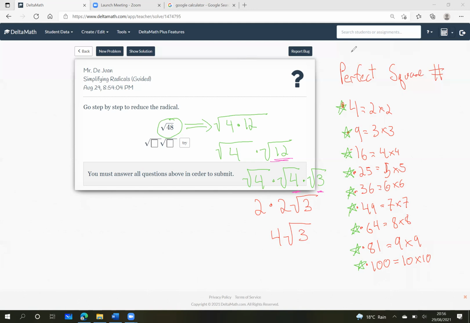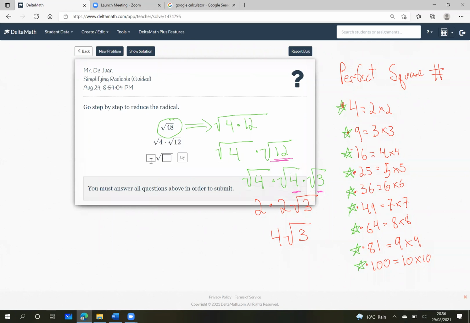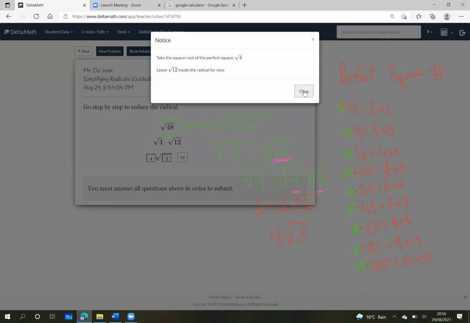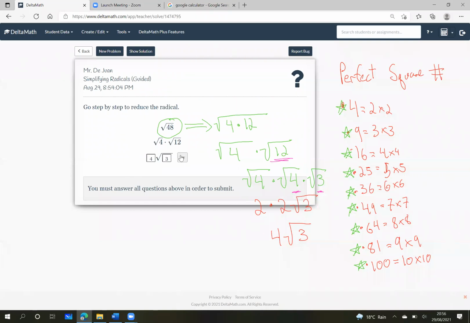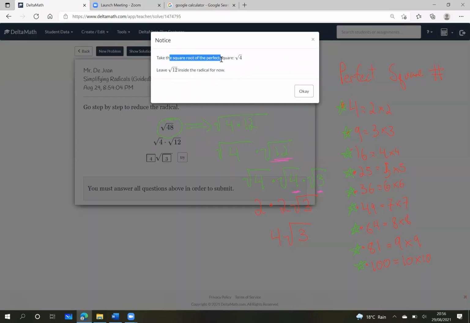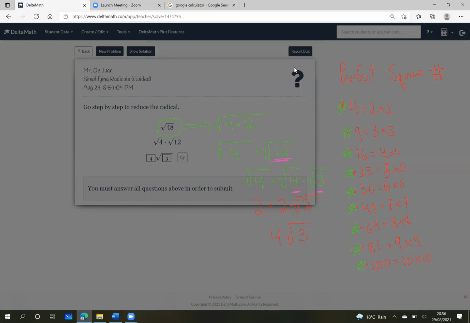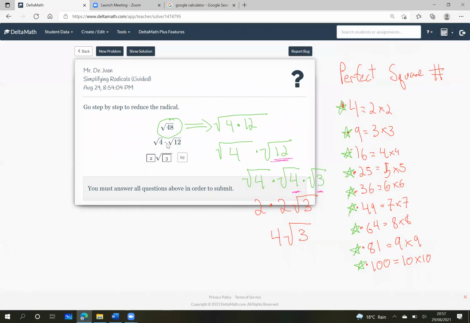So let's keep it simple. We're going to do 4 times the square root of 12 as we worked out first, and then 12 is broken up into the square root of 4 and the square root of 3. So here we have 4 square root 3. Wait a second, take the square root of the perfect 4. Oh, geez, David, what are you doing here? No, 2. What am I doing? Okay, square root of 12.